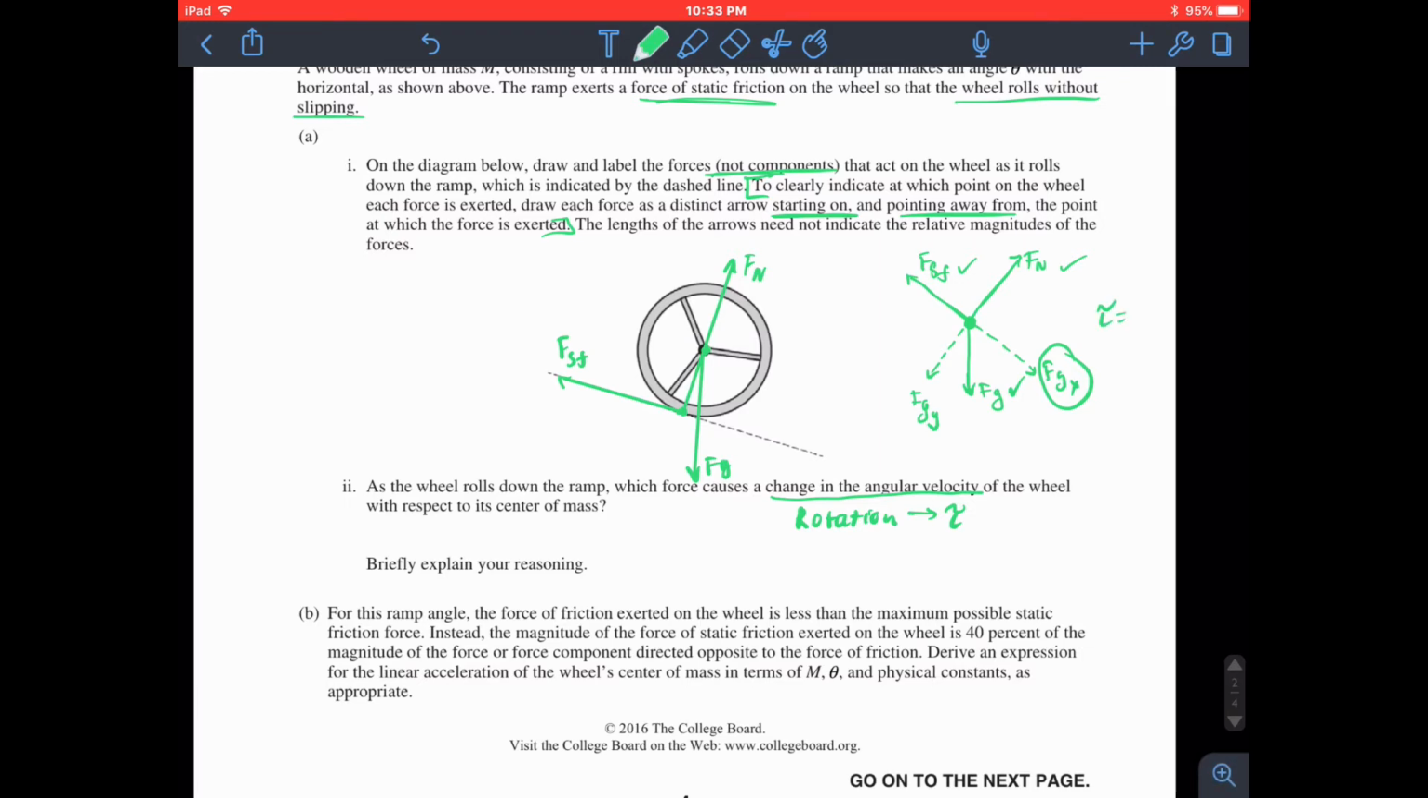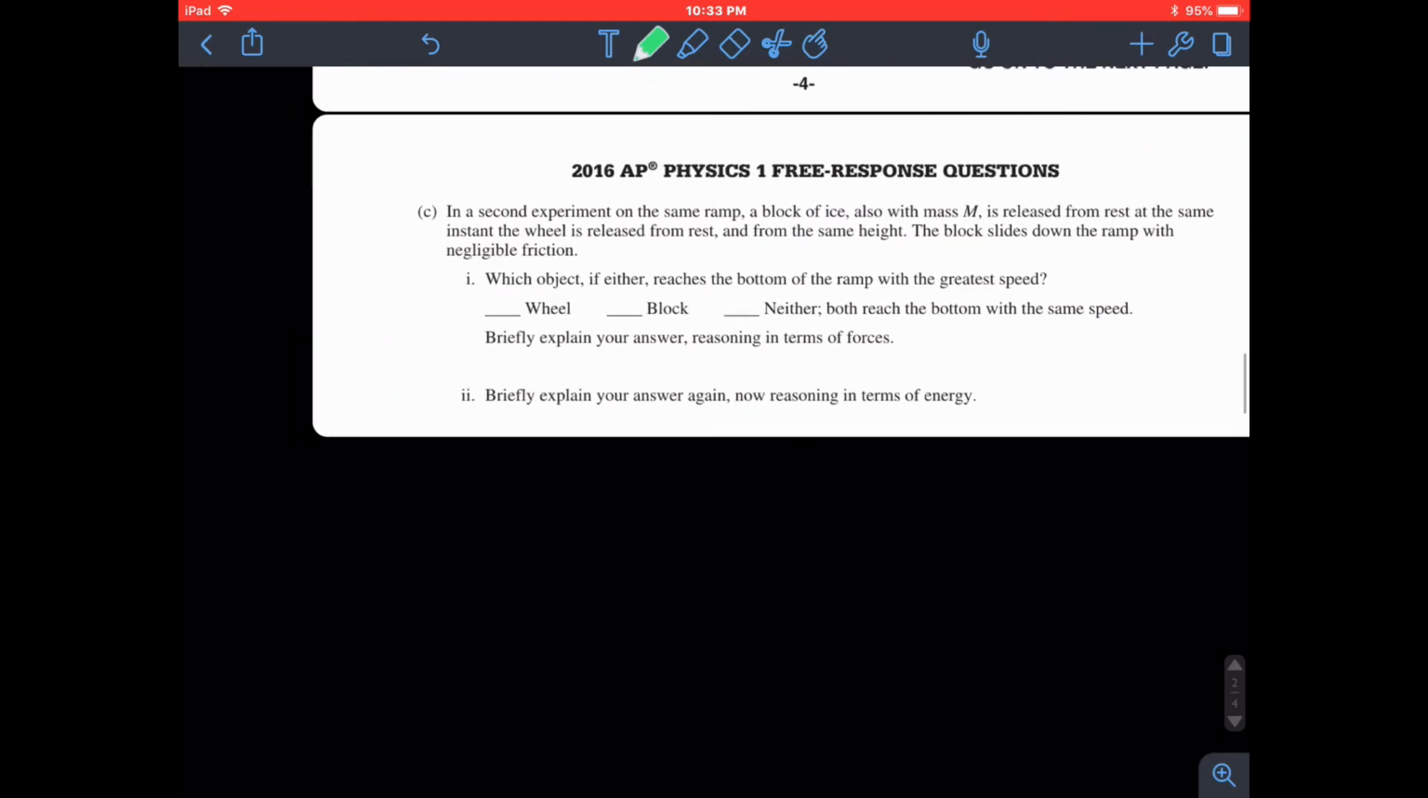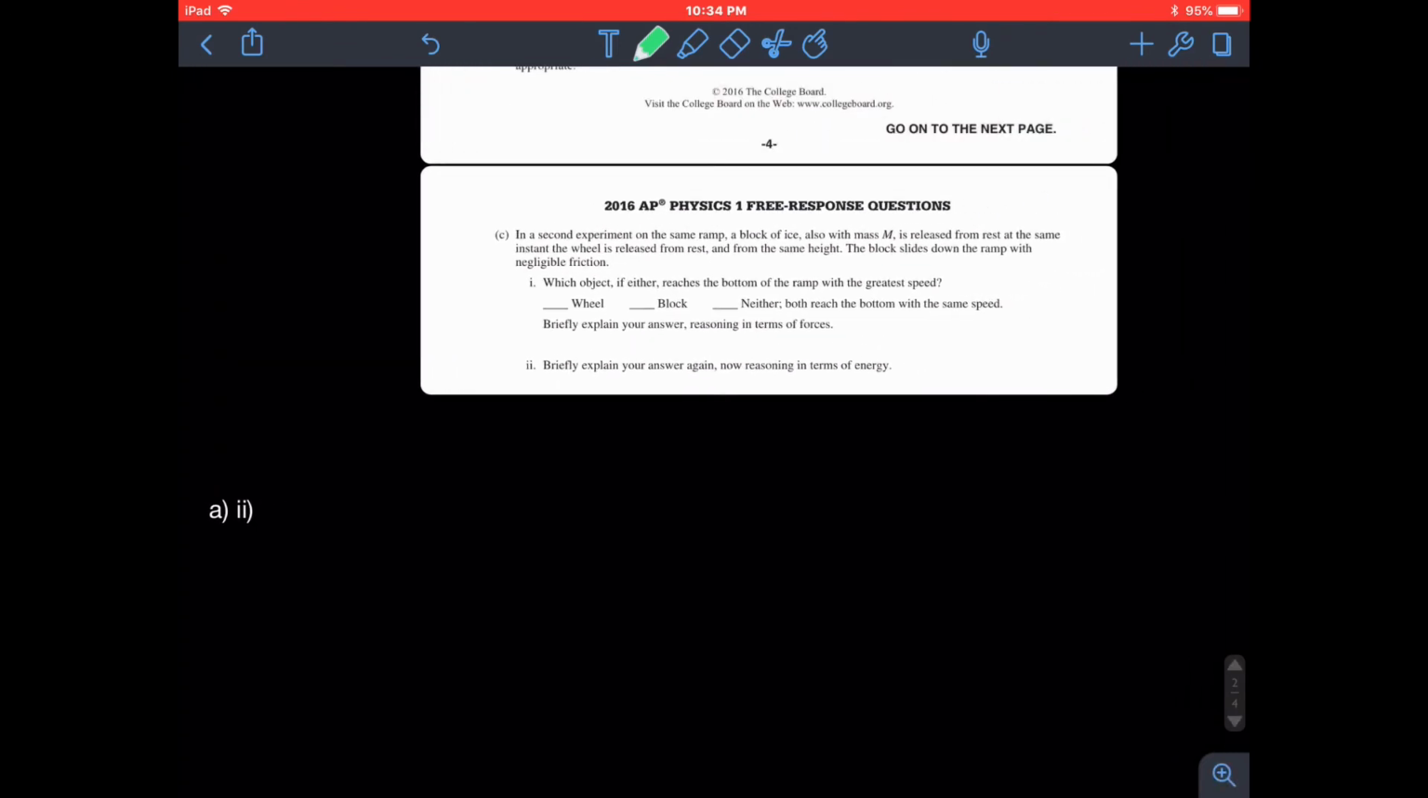Remember, torque is some force multiplied by a radius perpendicular to that force that causes it to rotate. So technically, the force of gravity in the x direction would point from the center of mass of the wheel. But is the center of mass causing it to rotate? Because the lever arm would then be 0, correct? Therefore, the torque would be 0. So what's actually causing it to rotate is the force of static friction, because it applies a net torque, therefore allowing the wheel to roll down the ramp and have a change in its angular velocity. So let's go ahead and write that down. So my answer would be force of friction.